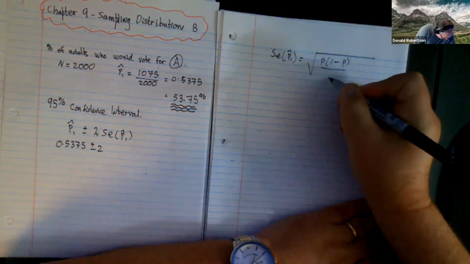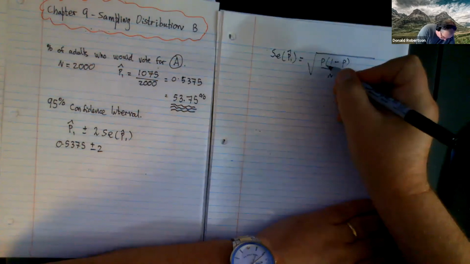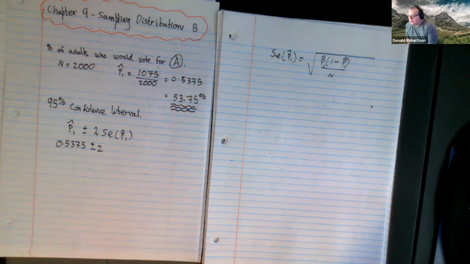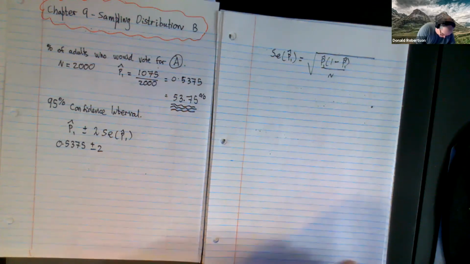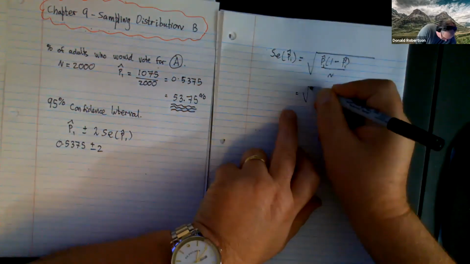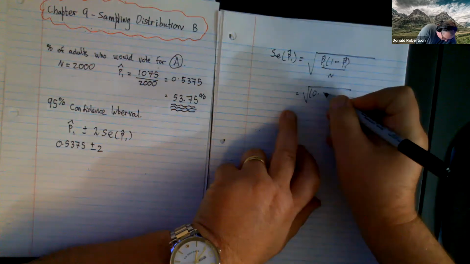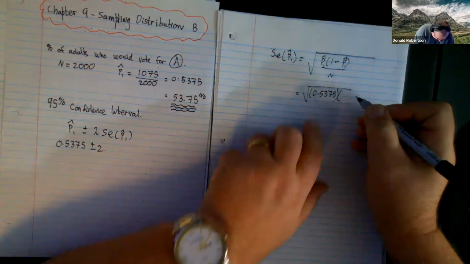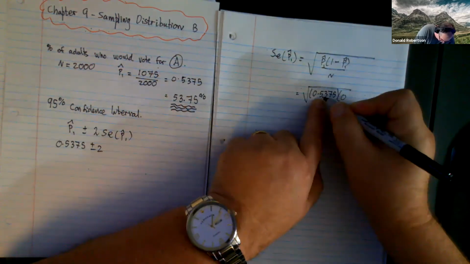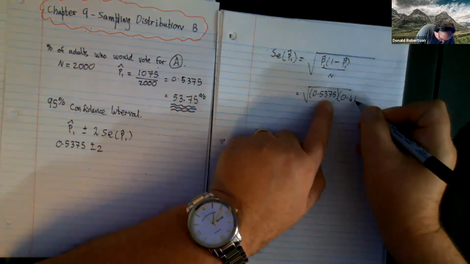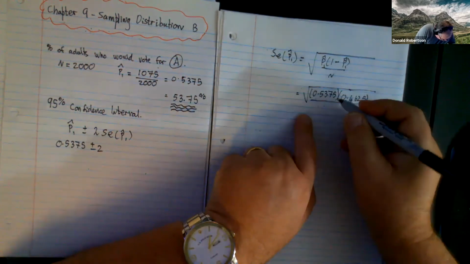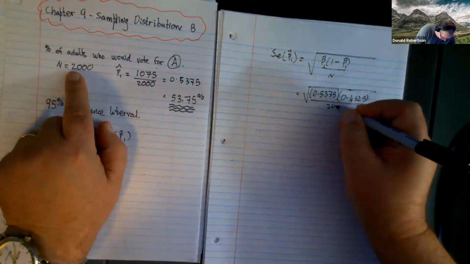Right. And in this case, I'm calling them P1s and we're putting little hats on. Sometimes it's P, sometimes P hat, it depends on the story. But it's the same formula, right? Whichever version of P they give us. So in this case, it's going to be 0.5375 times 1 minus P, which is what you get when you take this away from 1. So it's 0.4625, all divided by a sample size of 2,000.